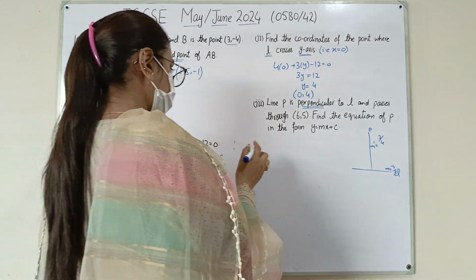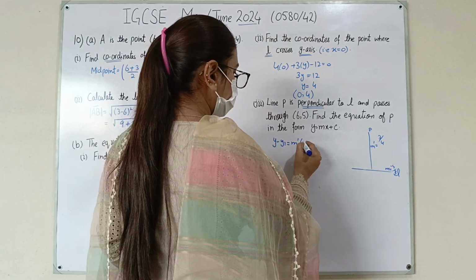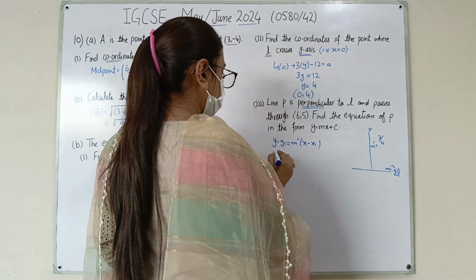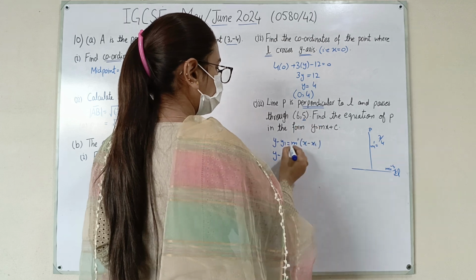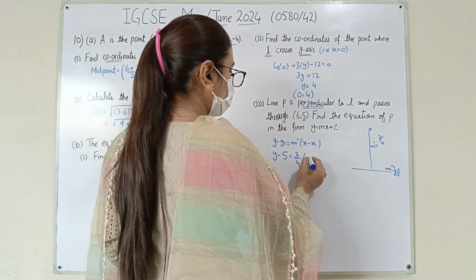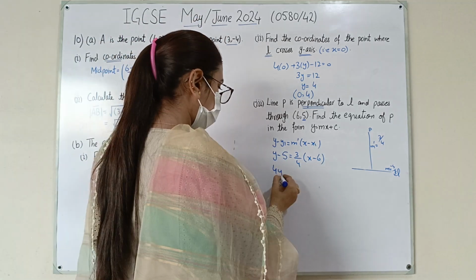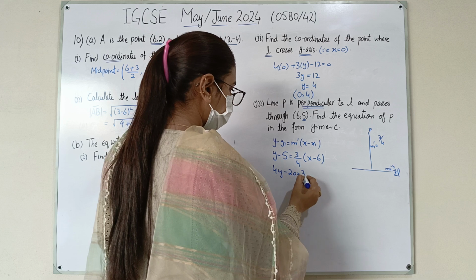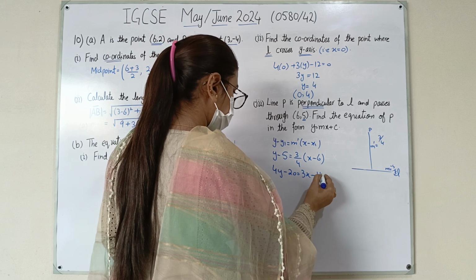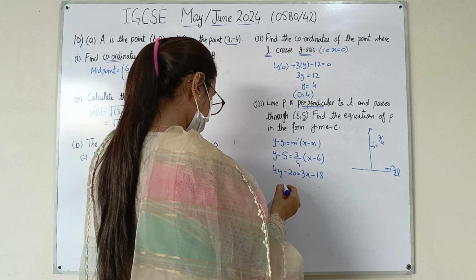So here you have to use the equation y minus y1 equals m prime into x minus x1. What is the value of y1? y1 is 5 over here. The m prime value is 3 by 4. The value of x1 is 6 over here. Simplify it: 4y minus 20 equals 3x minus 18.